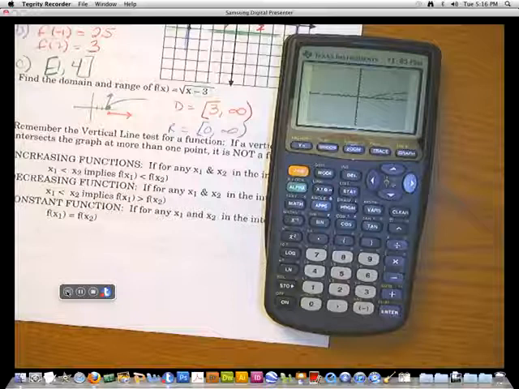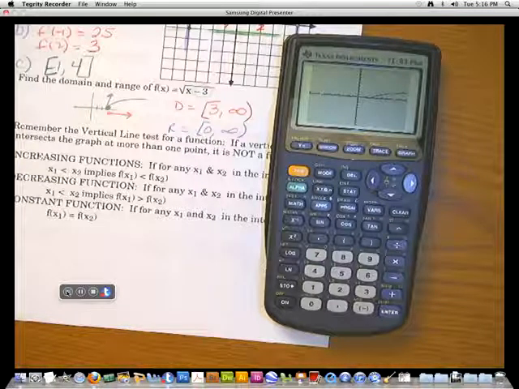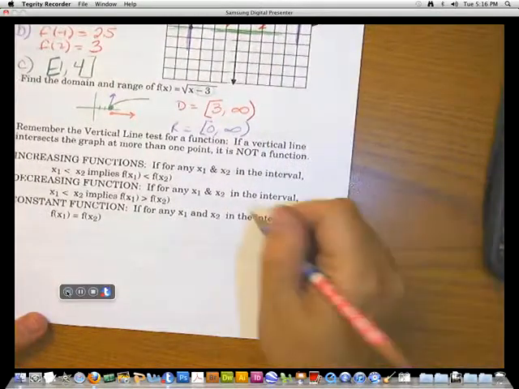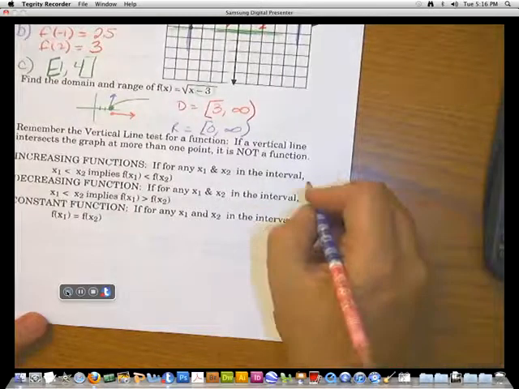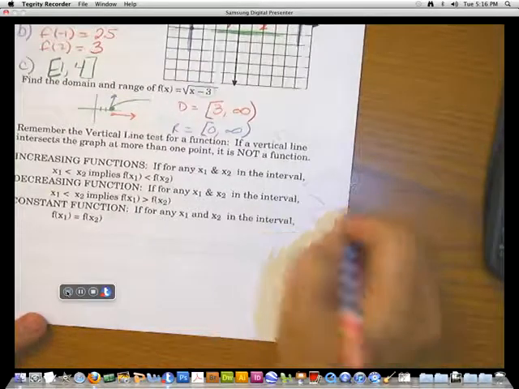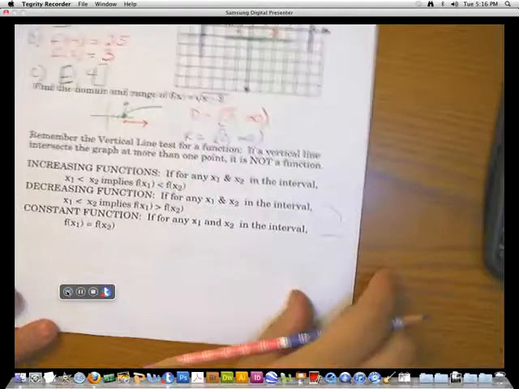Remember the vertical line test? We talked about that in the last section. If it does touch in more than one point, then it is not a function. Increasing functions, decreasing functions, constant. You should be very clear as to what's increasing, what's decreasing, and what's constant.